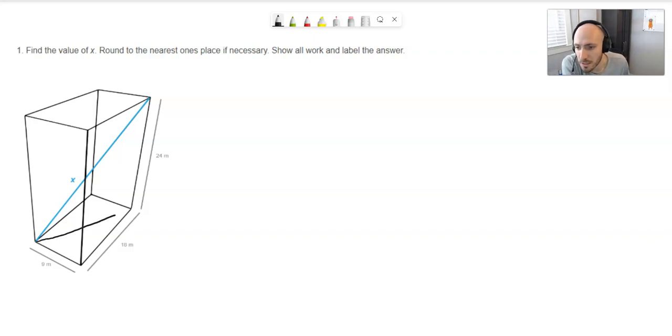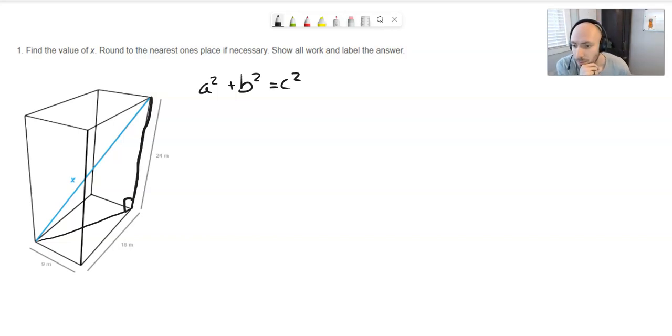So if I trace this diagonal here and then use the actual height of this prism as my other one, I have a right triangle right here. So if I can find this value here, the value of this diagonal on the bottom, well, then I can find this x value. So first things first, we know that the Pythagorean theorem says that a squared plus b squared equals c squared, where a and b are the legs of a right triangle and c is the hypotenuse.